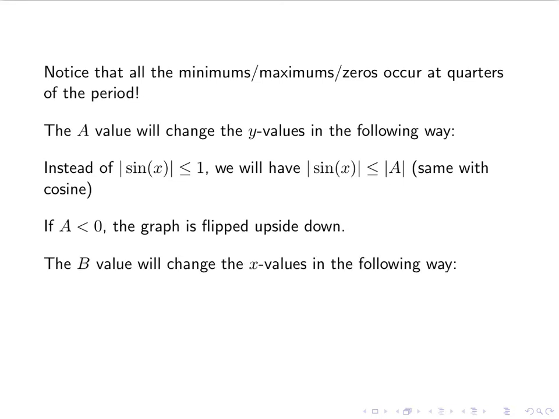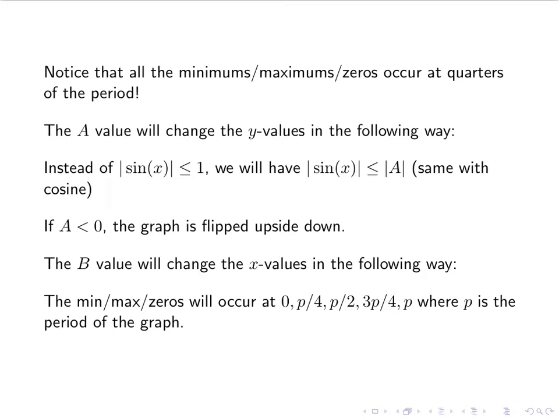The B value, which I kind of talked about a little bit, changes the x values. And again, I talked about the fact that the mins, maxes, and zeros are going to occur at 0, a quarter of the period, half the period, 3/4 of the period, and the period. So I'll tend to just use p here, where p is the period of the graph. Remember, that's 2 pi divided by b, or 360 degrees divided by b.